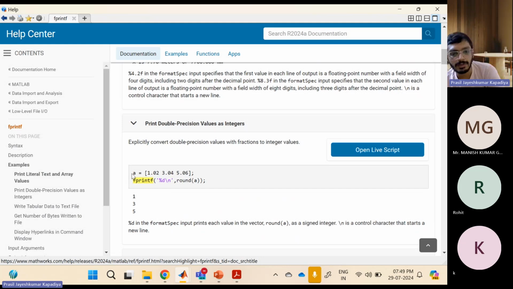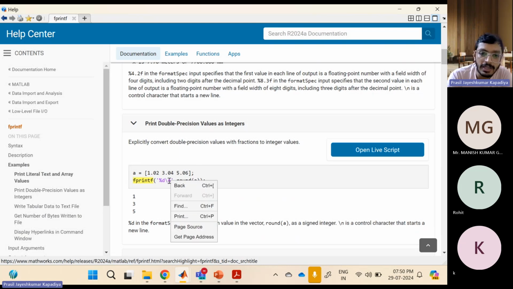Let's say this example. A is equal to 1.02, 3.04, 5.06, and I want to print it as round off value. So what is the round off value of 1.02? That is 1. 3.04 is 3 and 5.06 is 5. But what do I need? I need it in one after another line. So 1 should be in a new line, then 3 should be in a new line. So that is done by this slash n.